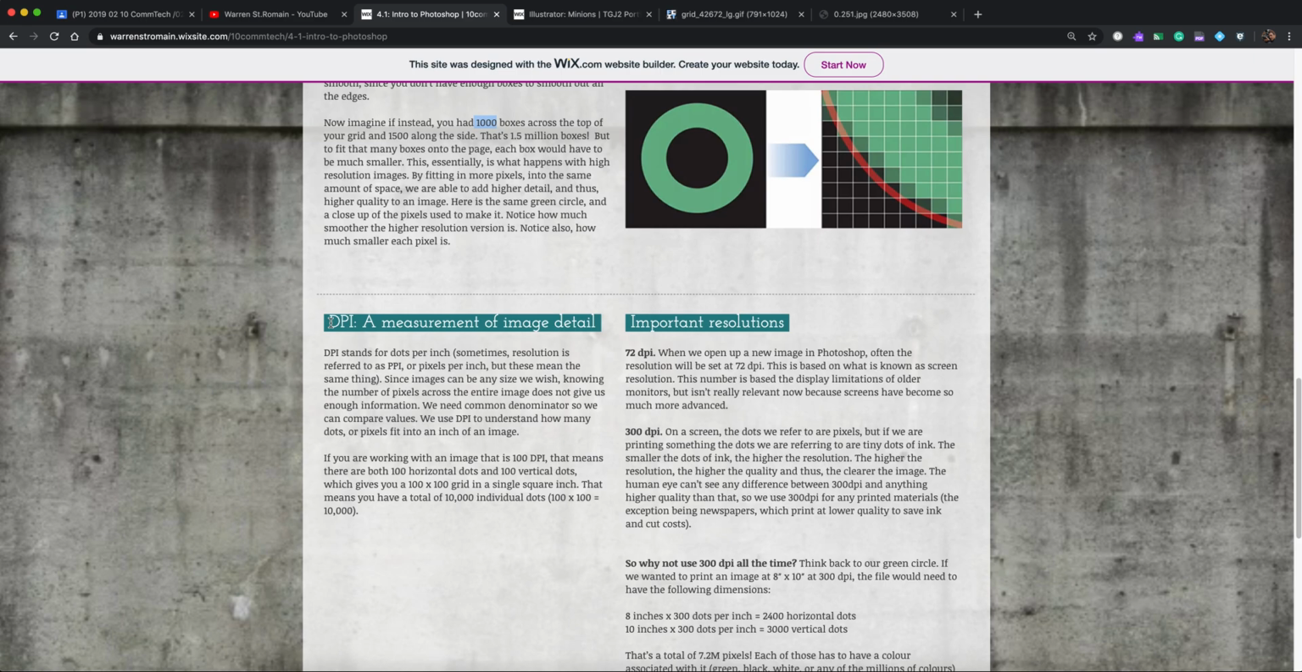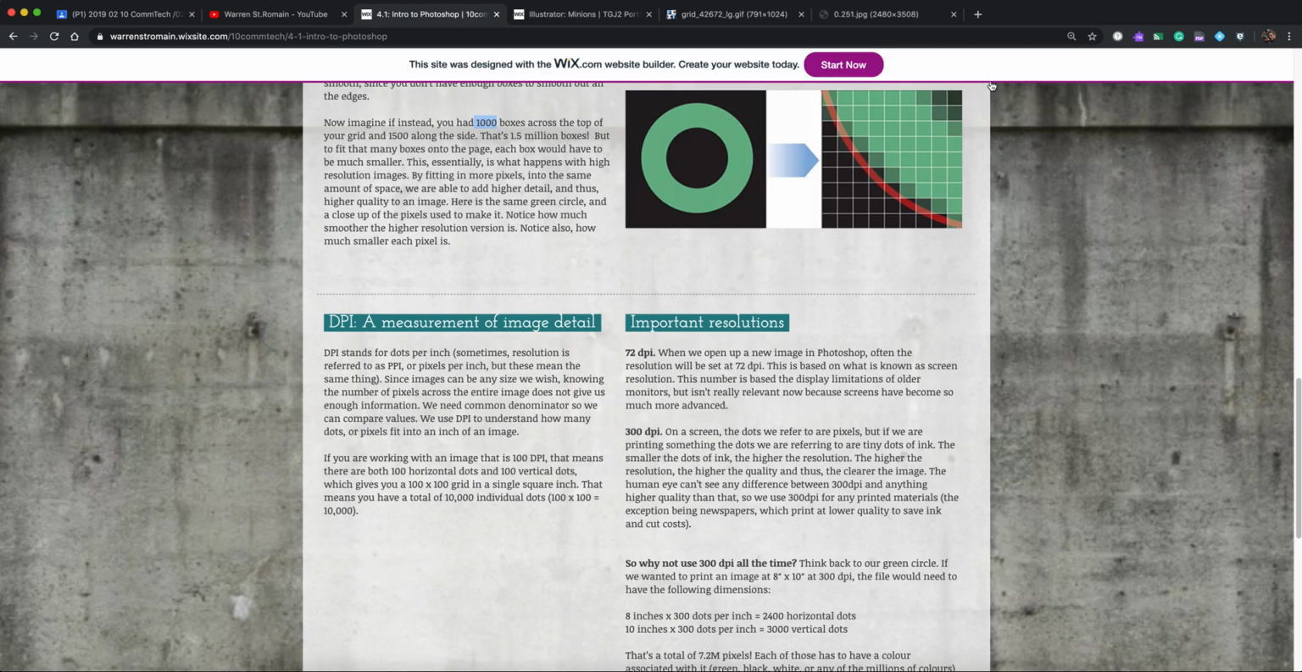So DPI, a measurement of image detail. This is what we're talking about when we talk about dots per inch. Dots per inch is actually a print term because it has to do with an inkjet printer. But these terms get intermingled sometimes. You'll hear people say DPI and PPI, which is pixels per inch, kind of interchangeably. That doesn't really make a difference in the industry, but just know that those are two different terms. PPI is pixels per inch, and DPI is dots per inch, which is usually for printers.